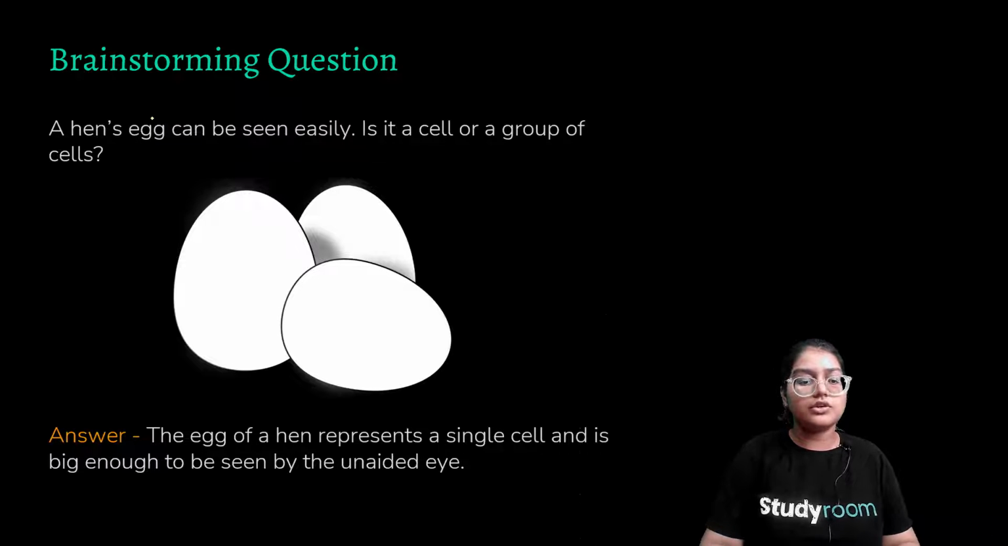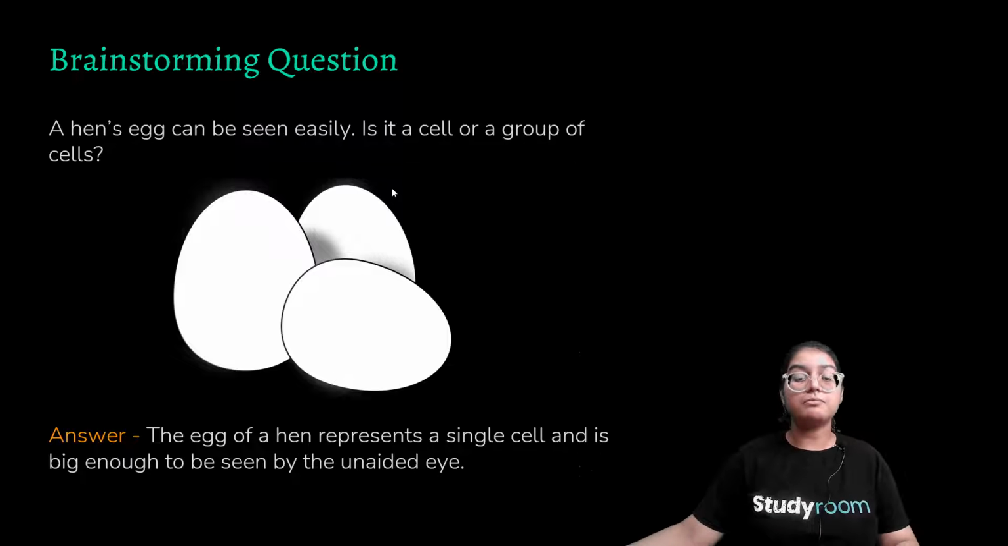A very interesting question. A hen's egg can be seen easily. Is it a cell or a group of cells? So think about it before knowing the answer. The answer is written here, but please think about it. When you see a hen's egg, will you consider it a cell or a group of cells? The answer is the egg of a hen represents a single cell.